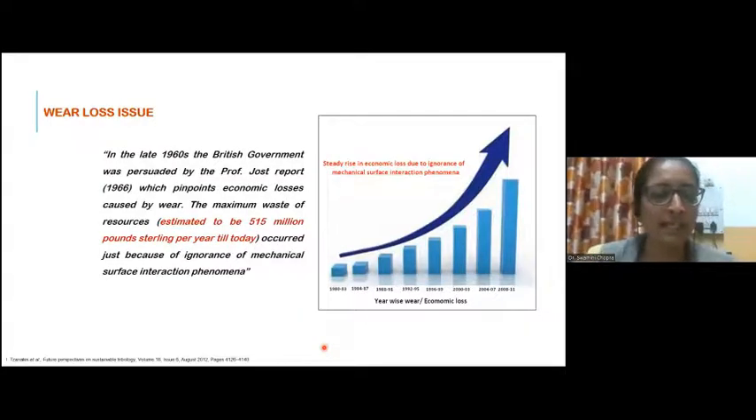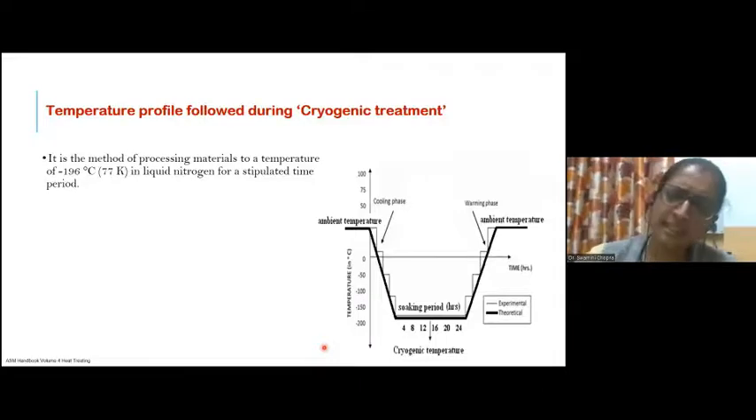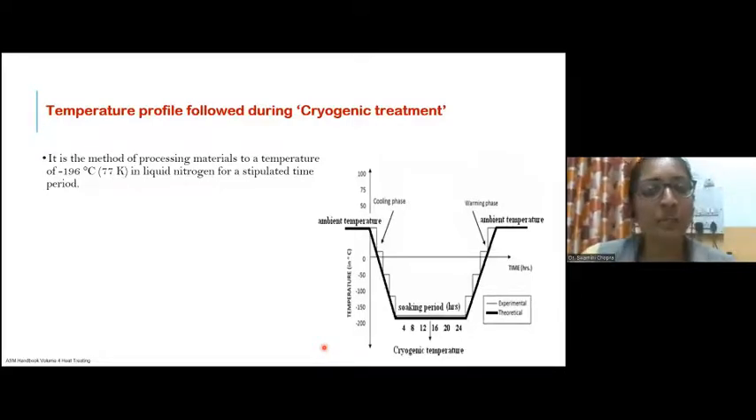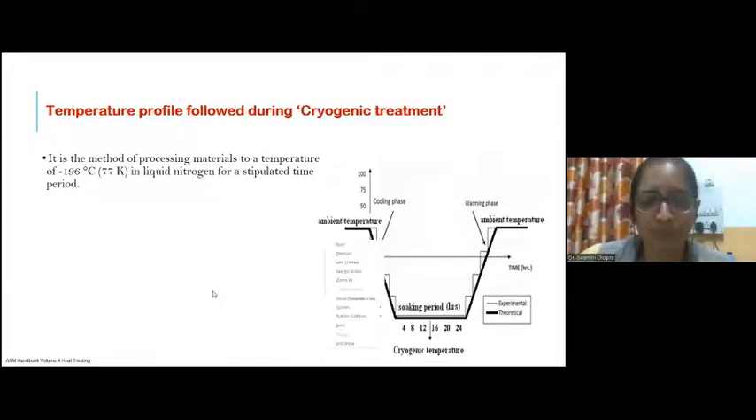So, considering this, the cryogenic treatment has been developed over the years as a treatment for improving the wear performance of material. If we are able to improve the wear performance, the losses are reduced and you can save economy. That is how the cryogenic treatment came into picture along with the other heat treatment processes.